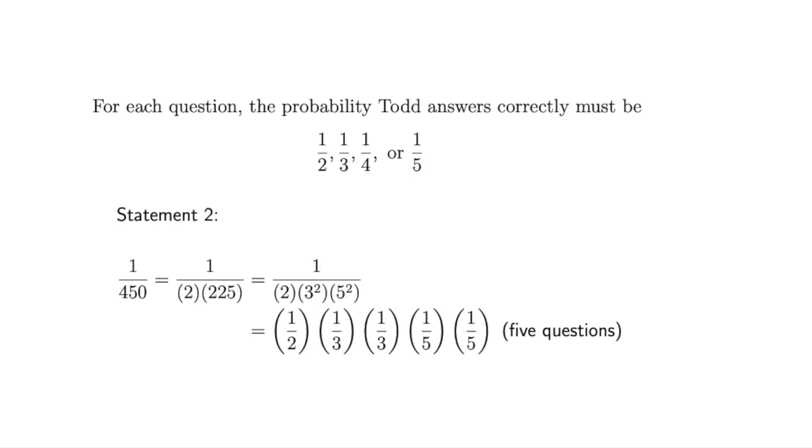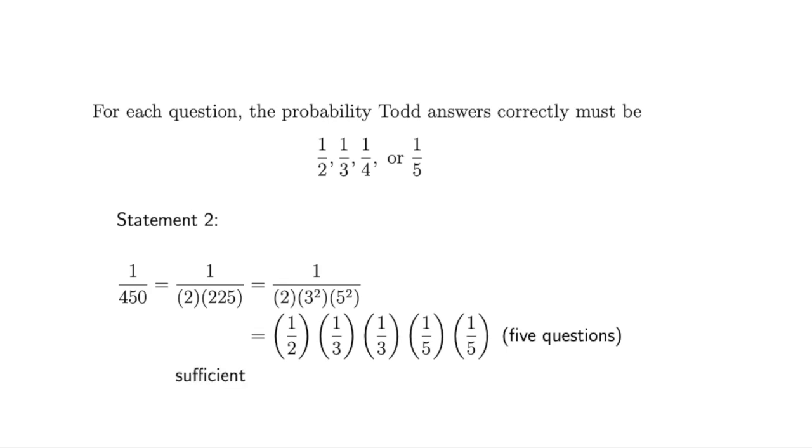So in total there are 5 questions at the end of the test. Adding on the 2 questions we're assuming he answers correctly at the beginning, there must be 7 questions in total on the test, and statement 2 is sufficient, so the answer is B.